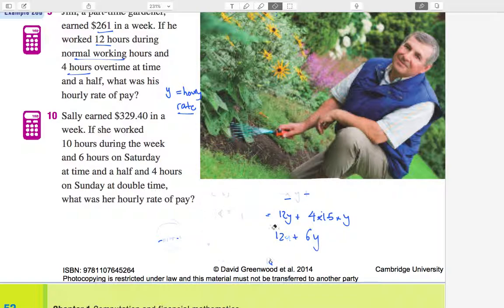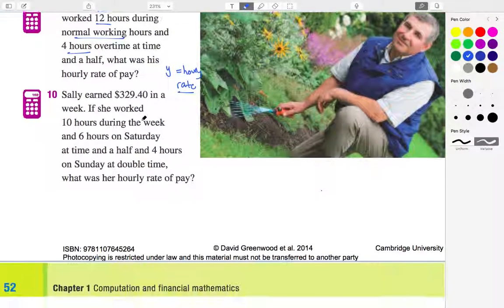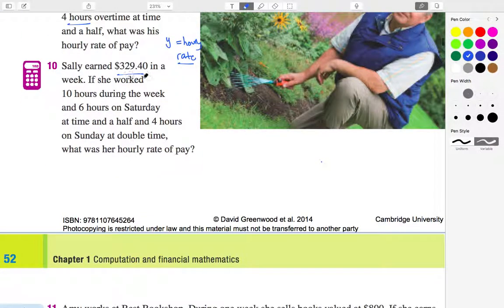Okie dokie. So now looking at question 10. Sally earned $329.40 in a week if she worked 10 hours during the week and 6 hours on Saturday at time and a half and 4 hours on Sunday at double time. What was her hourly rate? So Y equals, again, hourly rate. If you like, we can pause the video and before I go through the working out, you can have a go at doing this question. Otherwise, you're more than welcome to follow the steps.